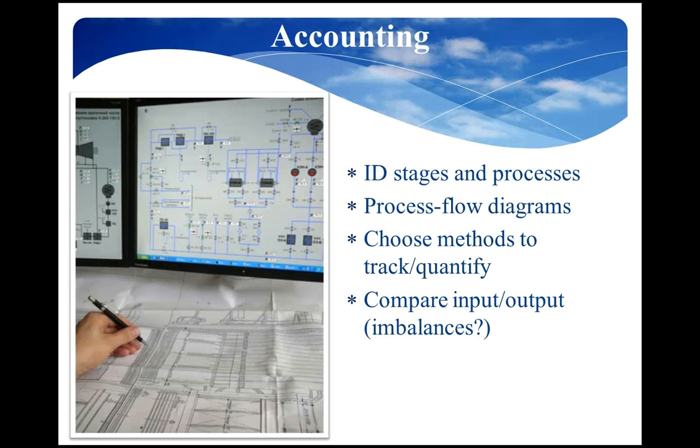We like to consider TRA an accounting program, not just an emissions program. Under the TRA, the ministry wants you to identify stages and processes at your facility, create process flow diagrams for those processes, and then choose methods to track and quantify chemicals as they move through those processes and process flow diagrams. Once you've done that, you're able to compare the input to your facility to the output of your facility and check for imbalances for given chemicals.